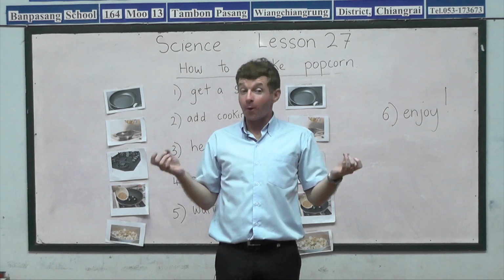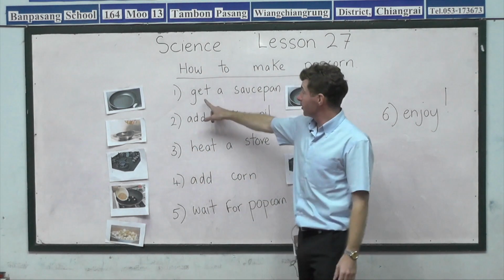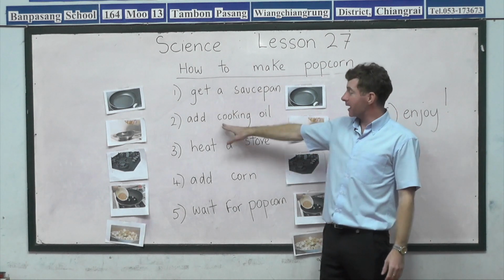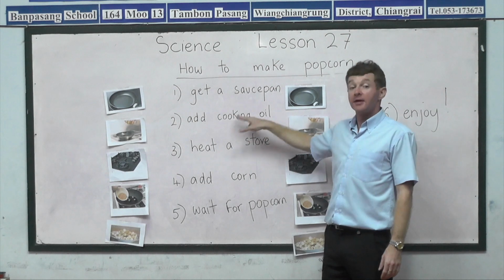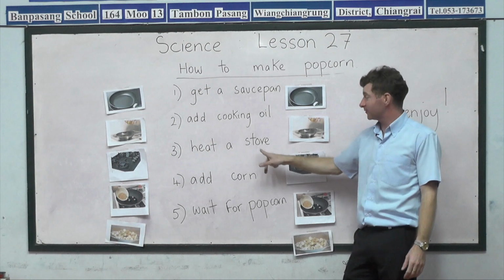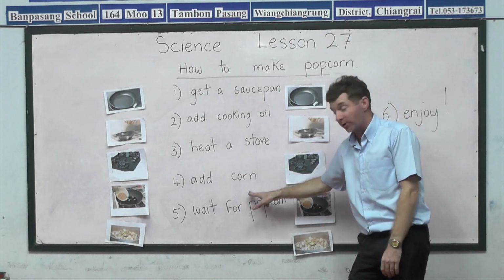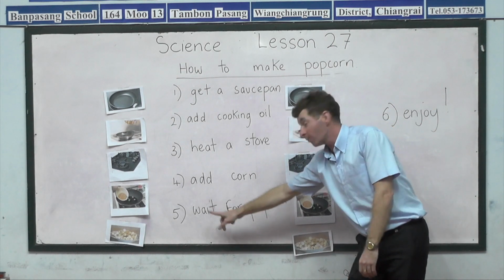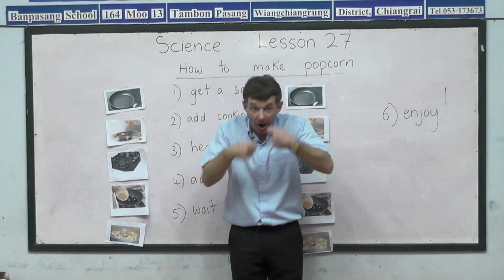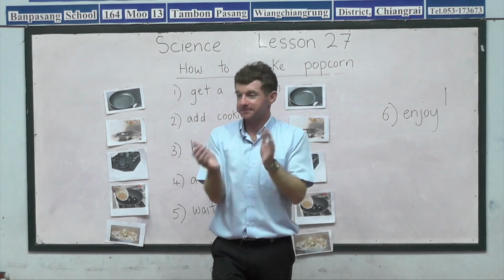So now you know how to make popcorn. So last time before we finish all together. Step number one, get a saucepan. Step number two. Step number three, heat a stove. Step number four, add corn. Step number five, wait for popcorn. And step number six, enjoy, eat. Round of applause, guys, well done.